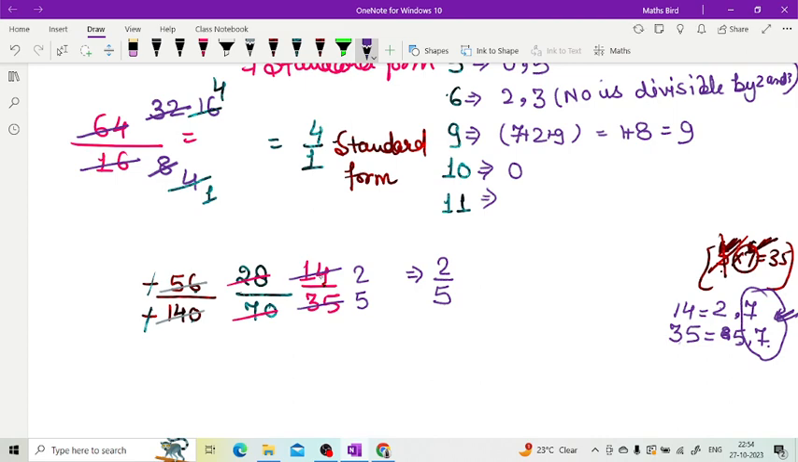That's why we cut it out. So 7 twos are 14, 7 fives are 35. 2 by 5, this is a standard form. We can write this as the standard form of the rational number, right? It was a standard form.